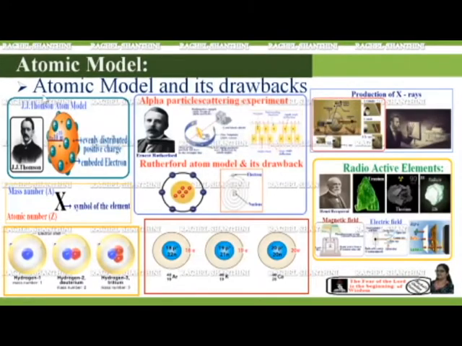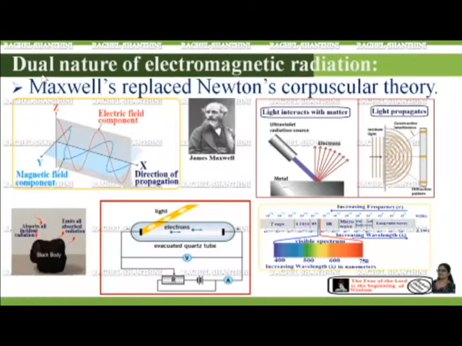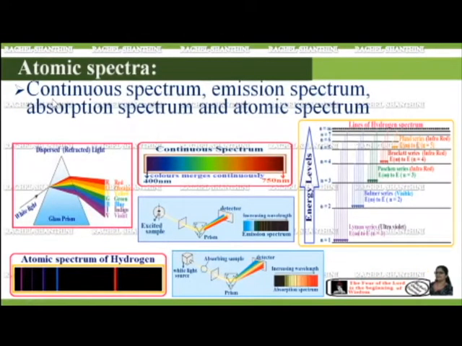In session 2.2, we have discussed J.J. Thomson and Rutherford atom model and its drawbacks. In session 2.3, we have discussed the dual nature of electromagnetic radiations, blackbody radiation, photoelectric effect, and electromagnetic spectrum. In session 2.4, we have discussed continuous spectrum, emission spectrum, absorption spectrum, atomic spectrum, and line spectrum of hydrogen.